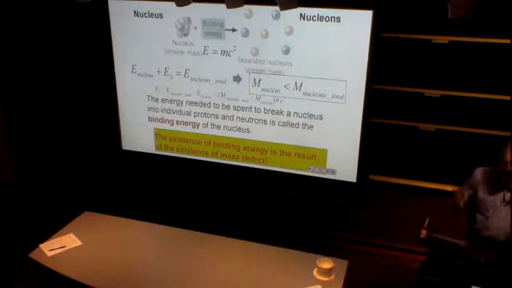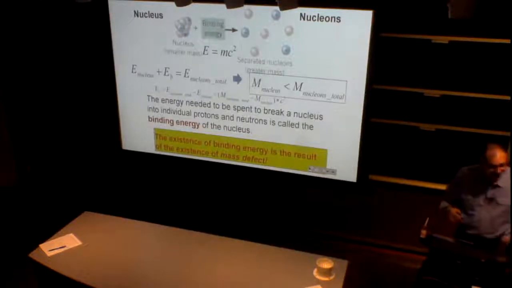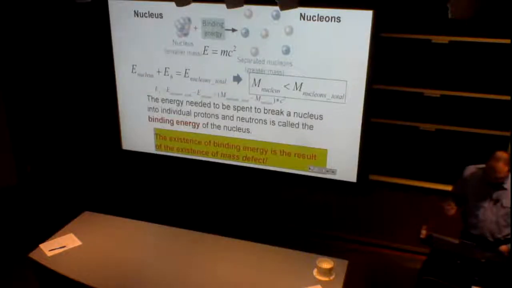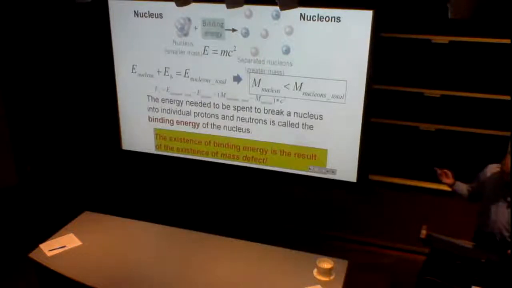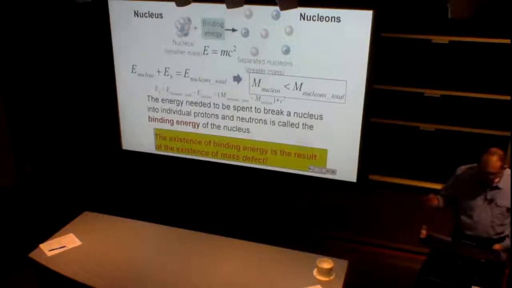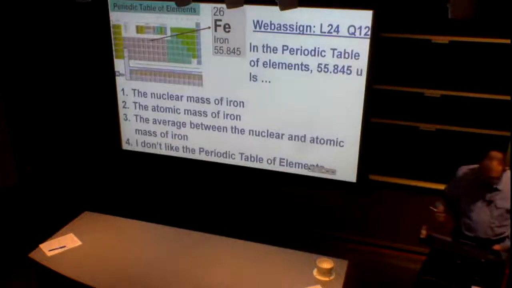That difference is the binding energy over c squared. So the difference in masses has a name, mass defect or mass deficit. People call it differently. And if we know the mass defect multiplied by c squared, that will give the binding energy. Of course, we just have to do some examples.